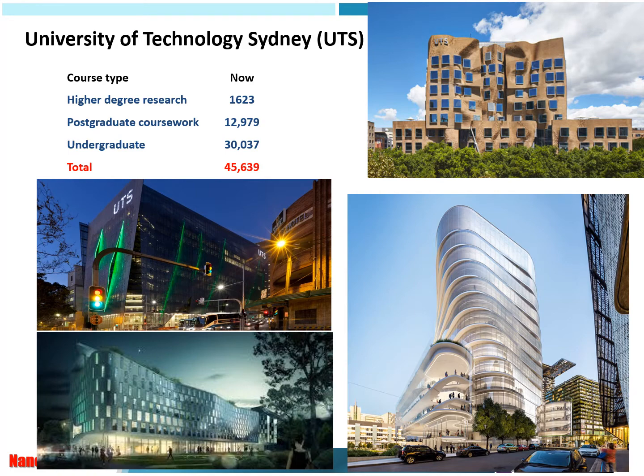This is our university. So we have higher degree research student, postgraduate coursework, almost 14,000 students. Undergraduate students are 30,000. So we have almost 45,600 students in our university.